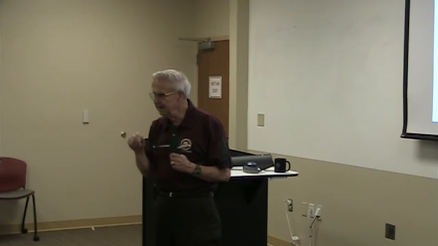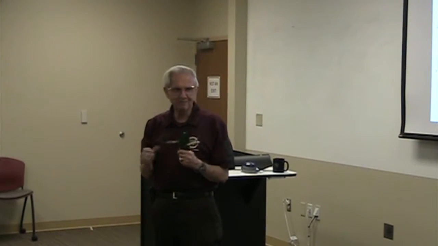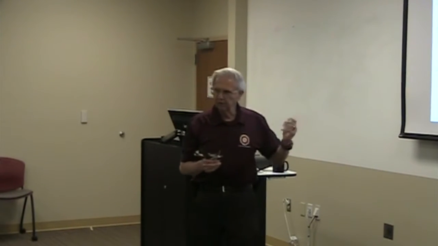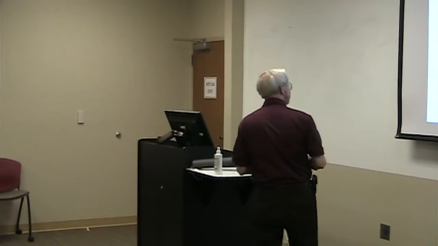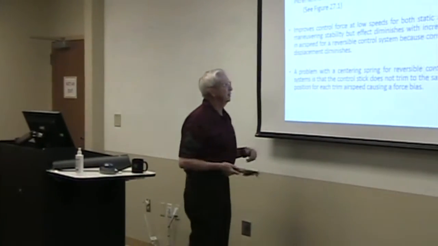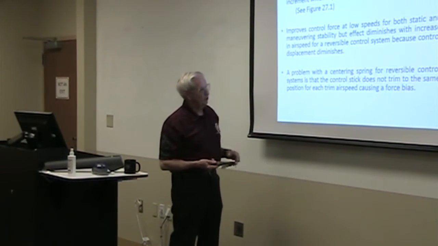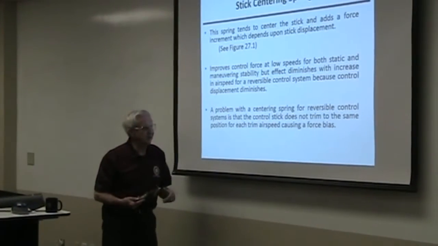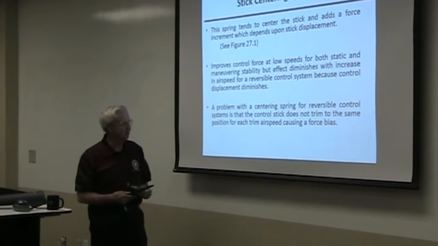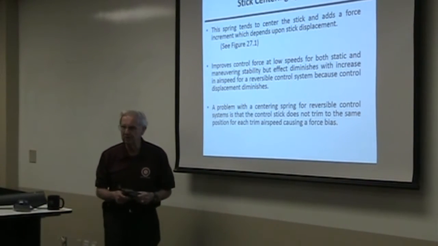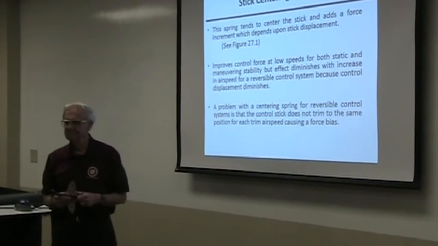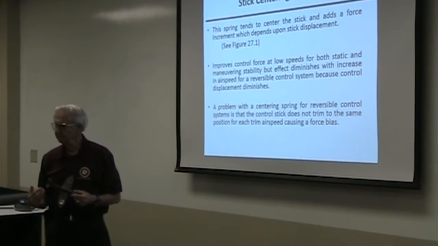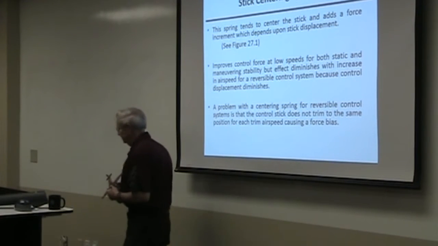Okay, so at high speed, it doesn't take a lot of control movement to change the airspeed. So that would be kind of a limitation on this particular thing. And a problem with centering springs for a reversible control system is that the control stick doesn't trim at the same position for each trim airspeed. And of course that would then introduce a force bias from the centering spring.